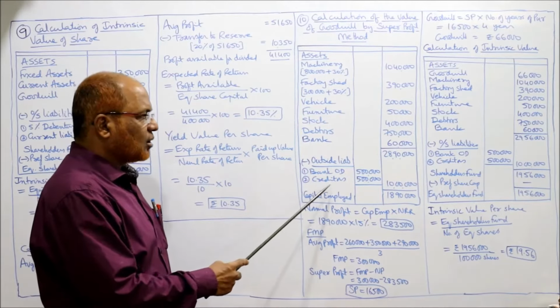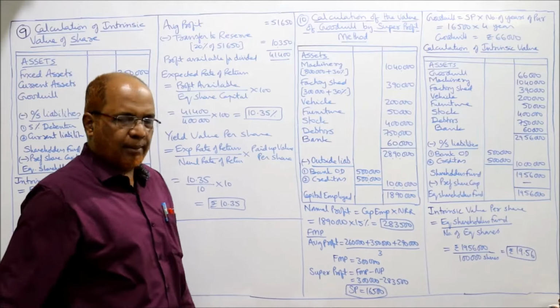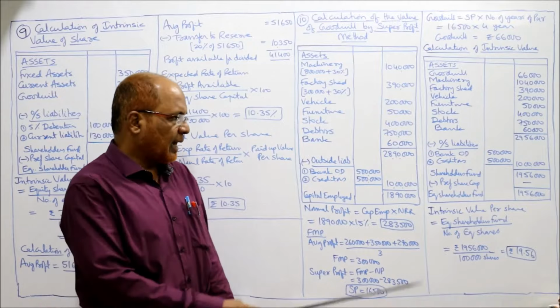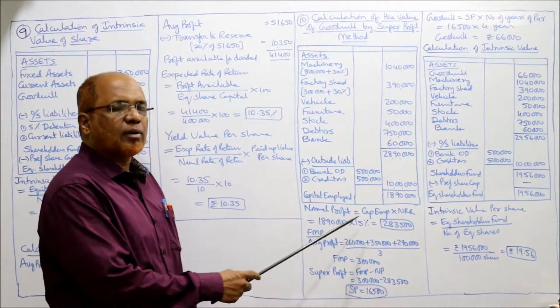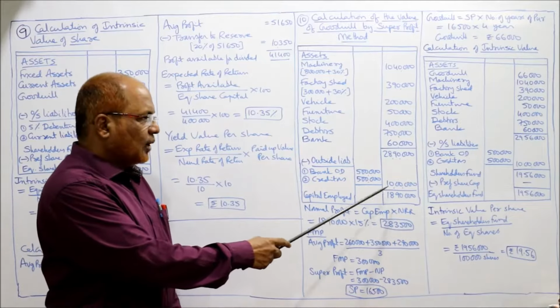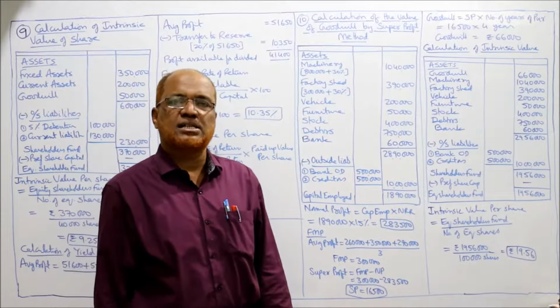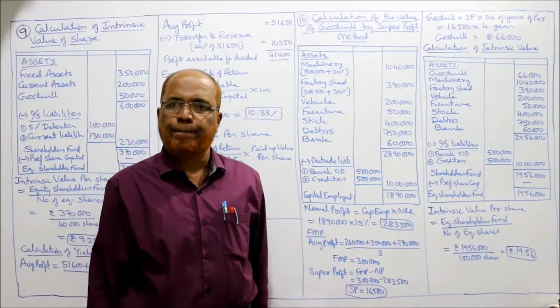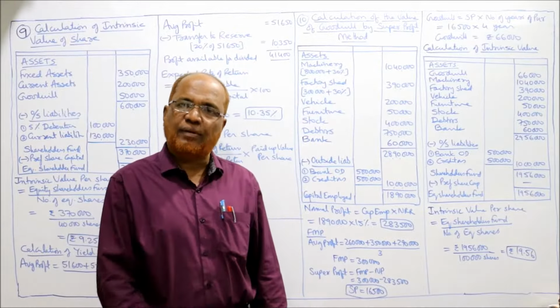Outside liabilities: bank overdraft and creditors. Only two outside liabilities, 10 lakh. Deduct that, and capital employed is 18,90,000. The formula for normal profit is capital employed into NRR, the normal rate of return. So 18,90,000 into 15% is 2,83,500. This is the normal profit. To find super profit we need normal profit. It has come. Now find FMP.